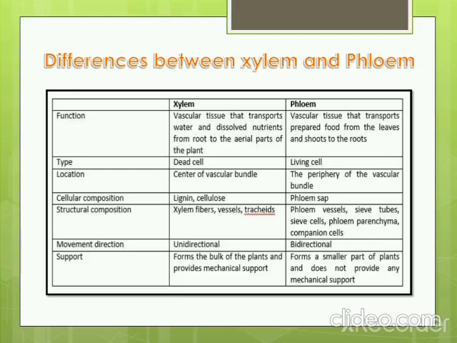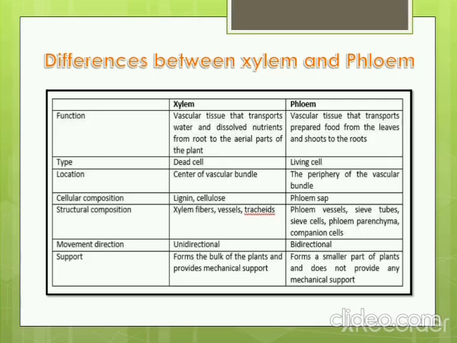As for location, the xylem is seen in the center of the vascular bundle, while the phloem is found in the periphery of the vascular bundle. We already studied that the vascular bundle is nothing but xylem and phloem together. Cellular composition: lignin and cellulose materials are seen in the xylem tissues, while the phloem contains phloem sap. The structural composition of xylem is xylem fibers, vessels, tracheids, and xylem parenchyma. The phloem has sieve tubes, sieve cells, phloem fibers and companion cells, all together making up the phloem.